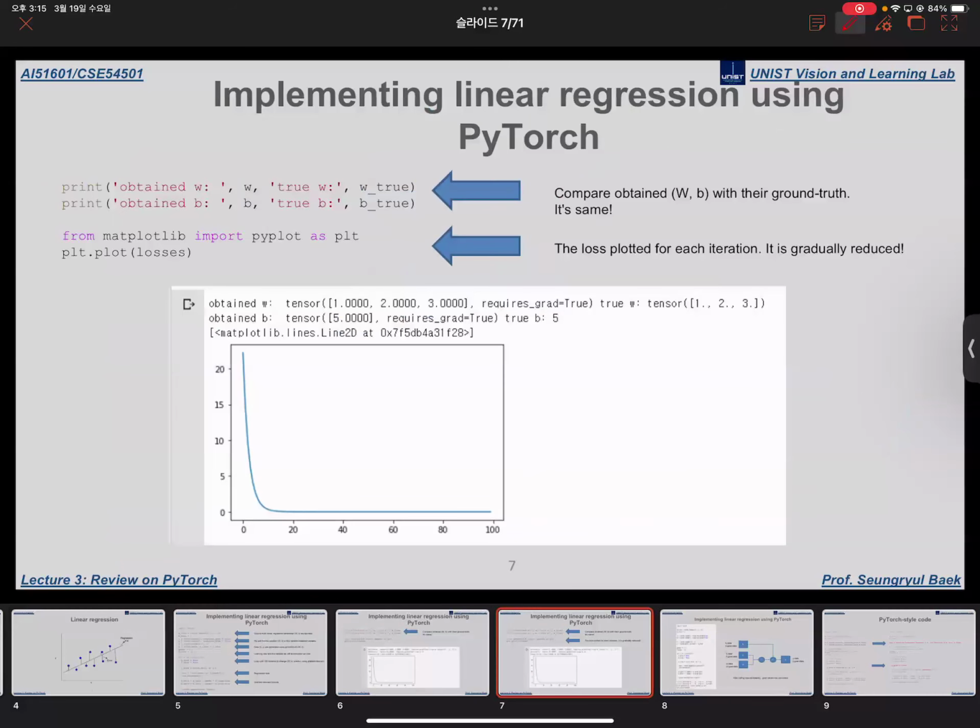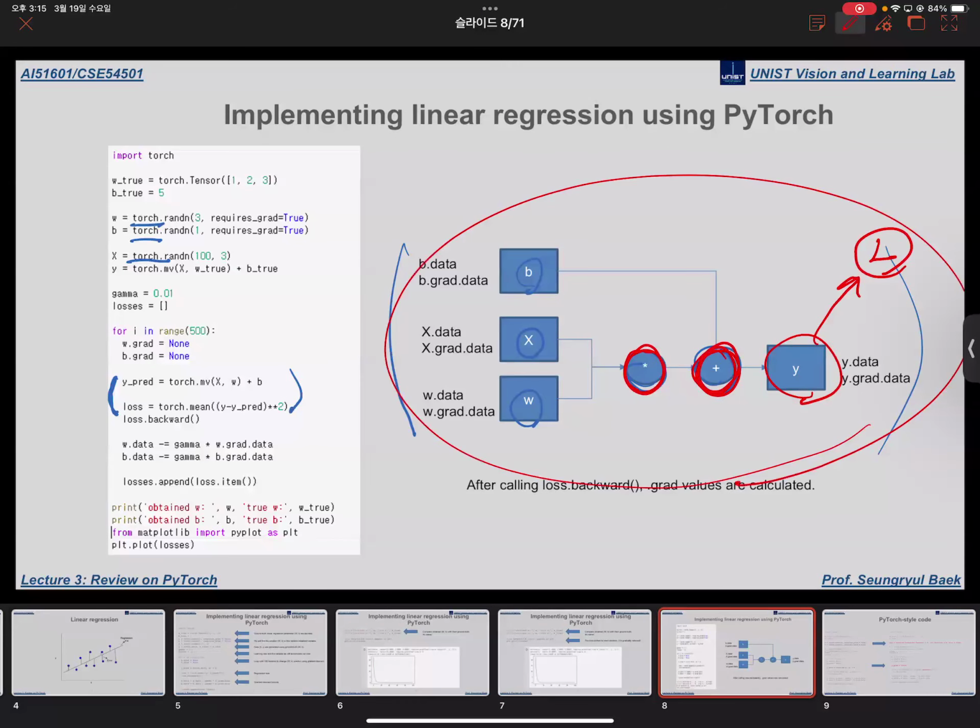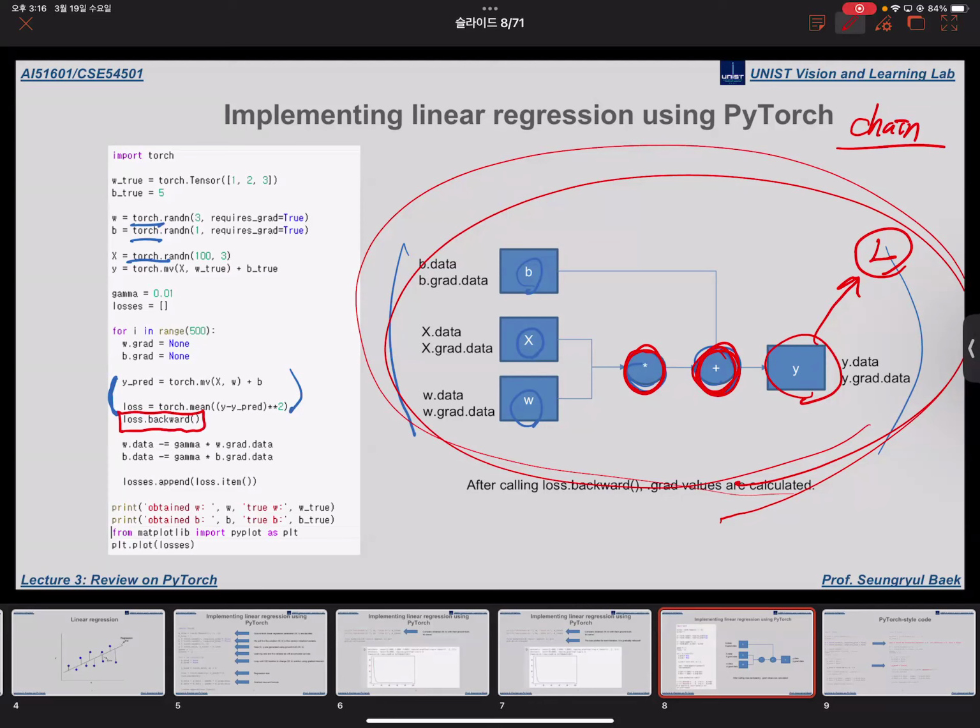And then, using this graph, as I taught you in the previous lecture, if you are given this kind of graph, via the chain rule, you can step by step calculate the gradient for all the variables inside this graph. Okay, that actually happens automatically when you call this loss.backward. Okay, and after getting all the gradient values, then you can just simply run this update rule to update the parameters.